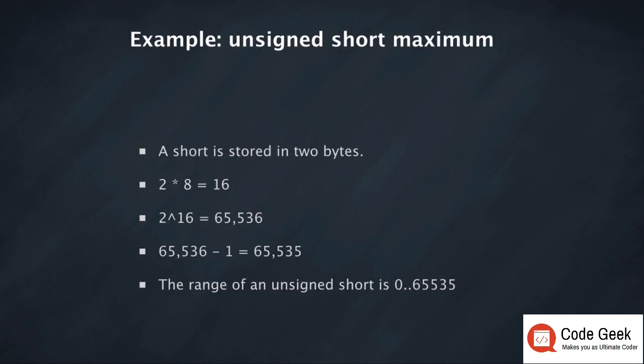So here is an example. I will tell you here that the number of bytes in which a short is stored is 2. So we take 2 times 8 to get 16. That gives us the number of bits. We raise 2 to the 16th power. That's 65,536, and we subtract 1. So that gives us 65,535. So the range of an unsigned short is 0 to 65,535.